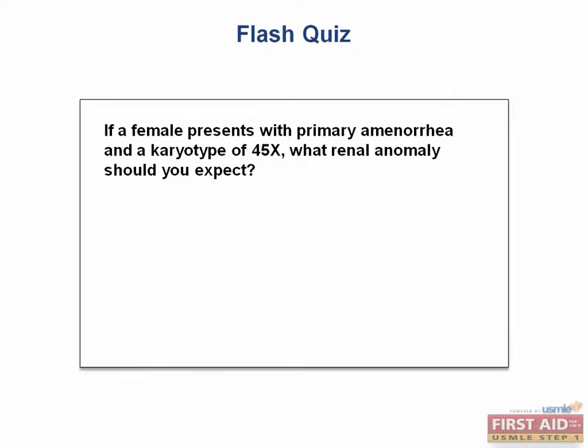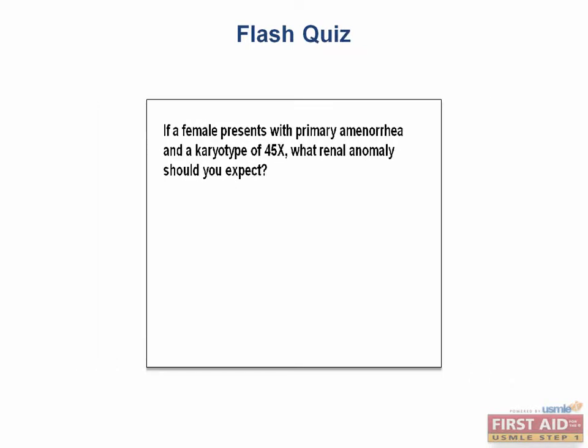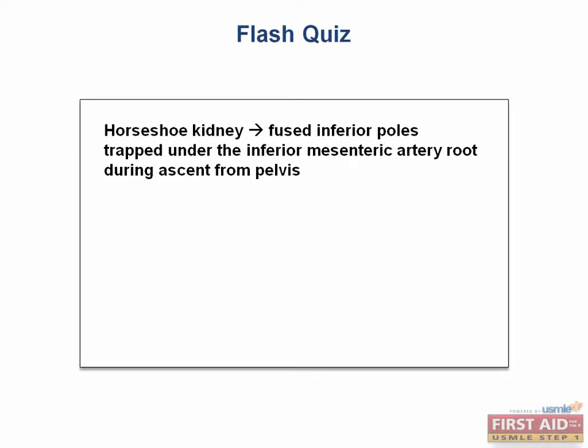Alright, flash quiz, here we go. If a female presents with primary amenorrhea and a karyotype of 45,X, what renal anomaly should you expect? Well, this is horseshoe kidney seen in Turner syndrome. This is when the kidney has fused inferior poles trapped under the inferior mesenteric artery root during their ascent from the pelvis.